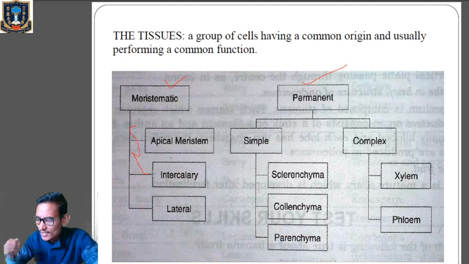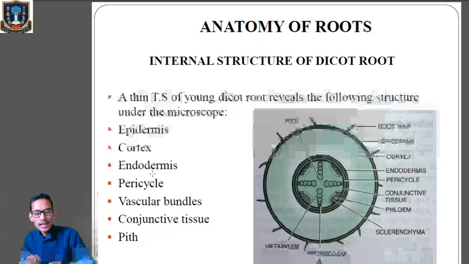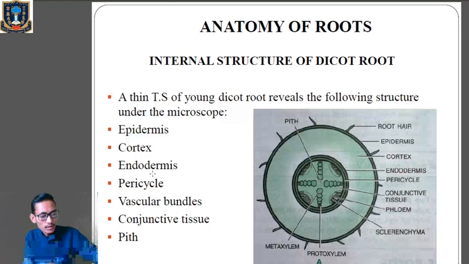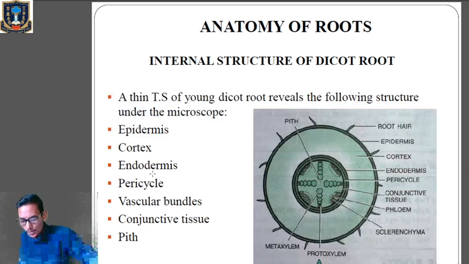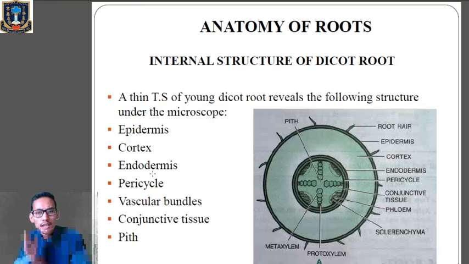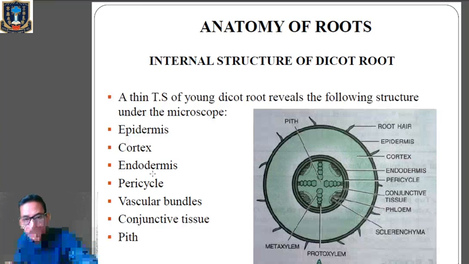Now we'll go with the next topic in our syllabus, and we are going to learn about the anatomy of roots. Okay, anatomy of roots. It's on page number 6.25. Clear? Page number 6.25. Open it, you will get the topic anatomy of roots. Okay, so let us begin with the internal structure of the dicot root, that means dicotyledonous roots.